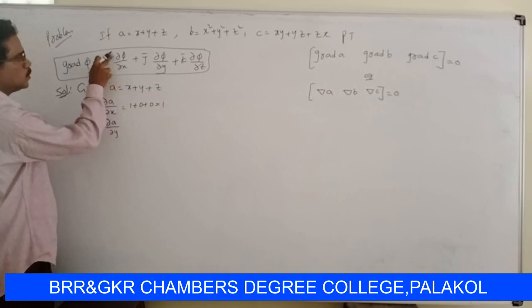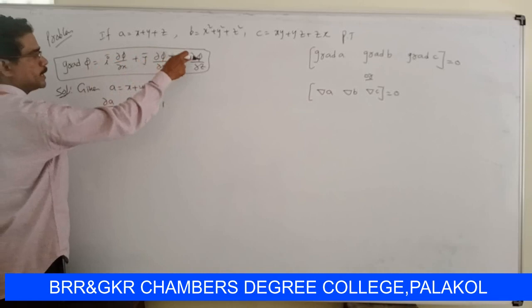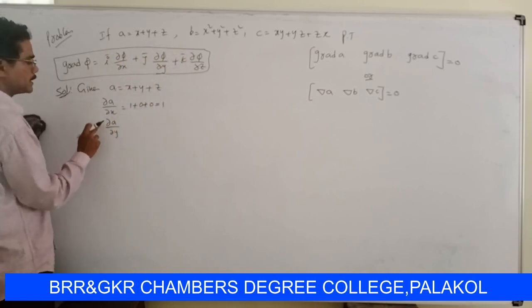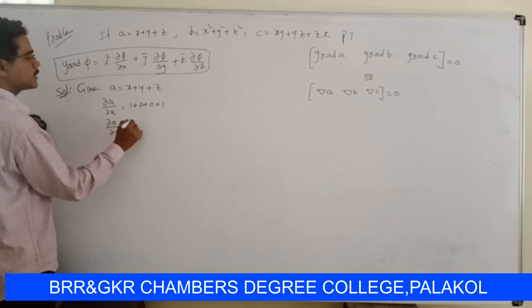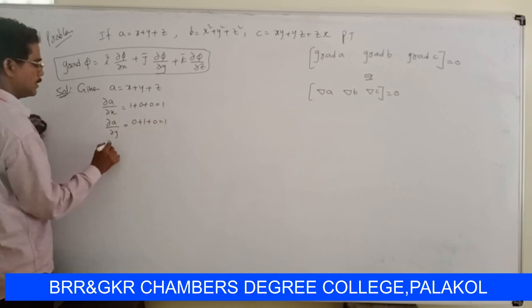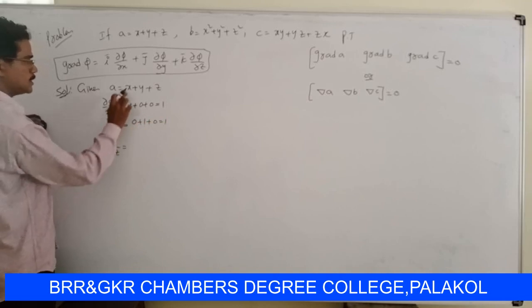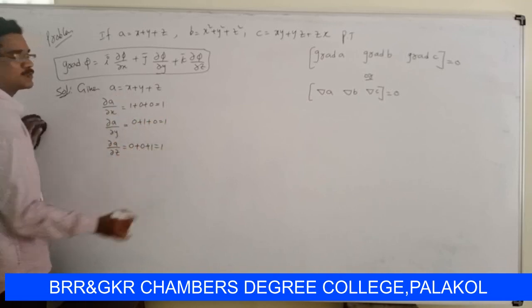That means dou pi by dou x is the first one, second one dou pi by dou y and dou pi by dou z. So here dou a by dou x, and second one dou a by dou y. With respect to y, here 0 plus 1 plus 0, finally 1. Similarly dou a by dou z. With respect to z, here 0 plus 0 plus 1, it is 1.